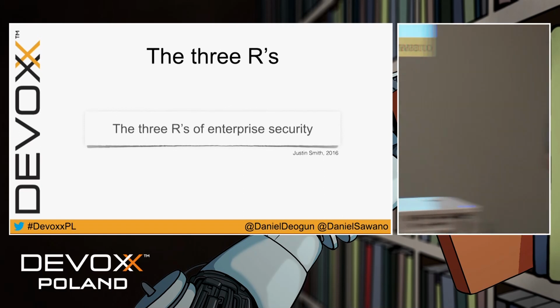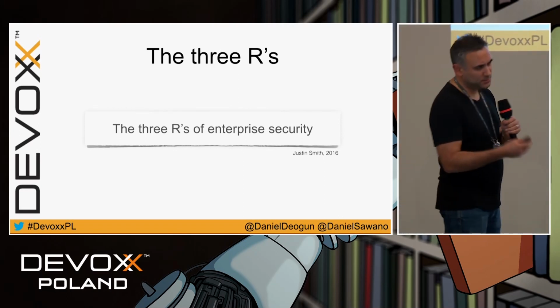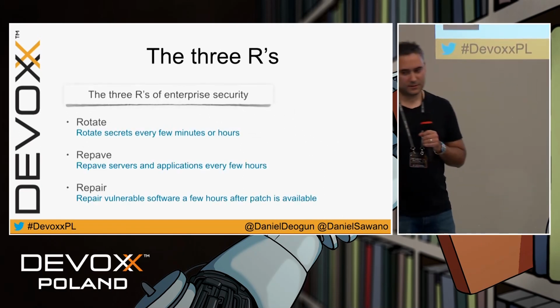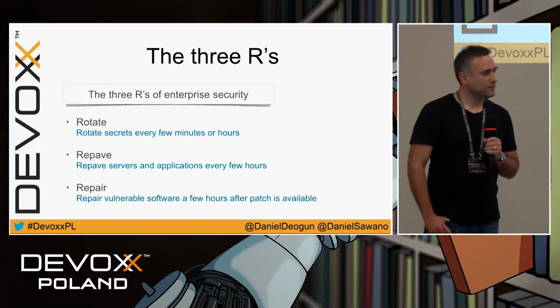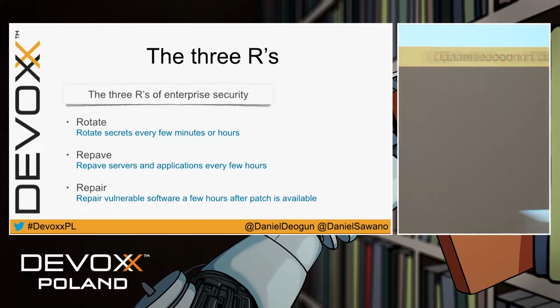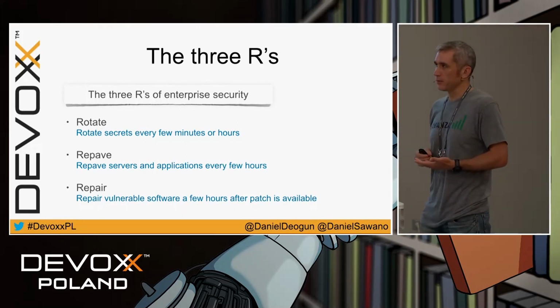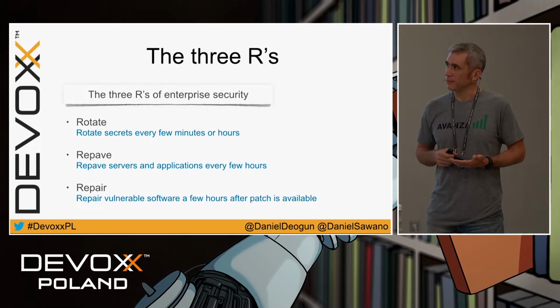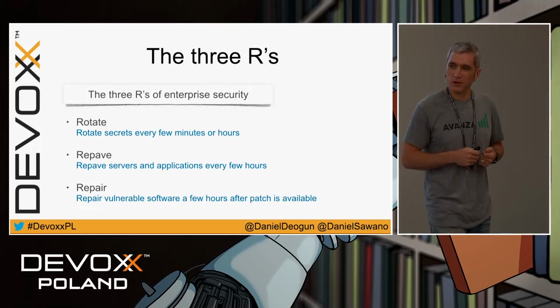Okay, so we need to be different. I'm not really sure what you mean by different, but I guess we'll get to that. Yeah. So the 3 R's basically stand for rotate, repave, and repair. So you want to rotate your secrets every few minutes or hours. What? Okay, that sounds kind of insane. It's going to be cool. All right, we're going to talk about this later.